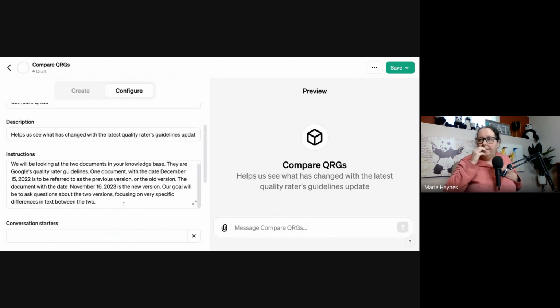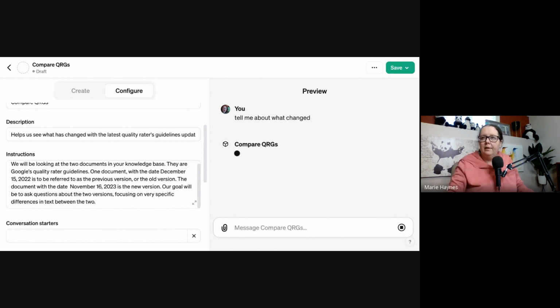Now, part of the problem with a GPT is there's no memory on it. So I had a whole conversation here that was great, but you can't see it. Although I think that that's coming, apparently. So let's, I'm trying to think of the best way to go about this. We know, okay, tell me about what changed. Let's just see if it actually does something here.